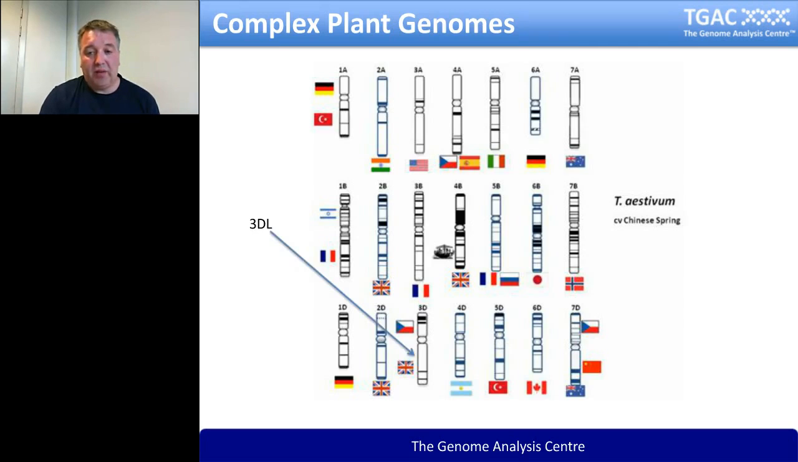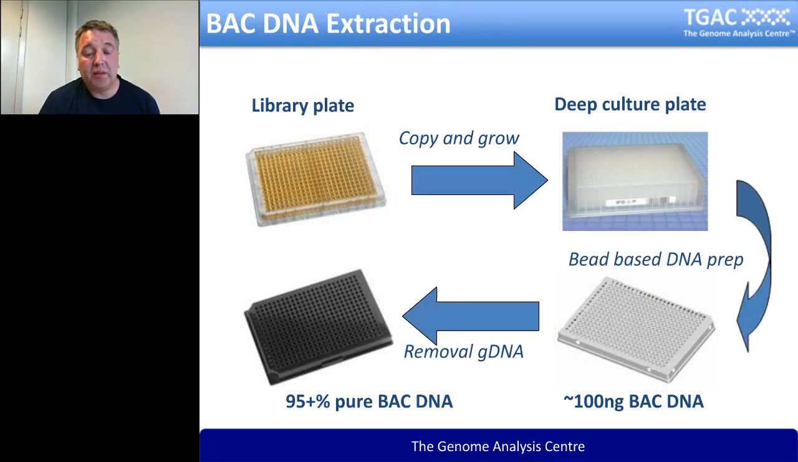Okay, so you've got your library, you've got your minimal tile path in bacterial cultures. You need to extract the DNA. At TGAC, we're lucky enough to have 2 robotic platforms. We also have a Beckman Coulter machine, which we use with a modified cosmid prep to extract the DNA from a BAC library, 384 samples at a time. And the process has been developed to the extent that it gives very high quality BAC DNA at the end of it. However, BAC inserts vary in size.